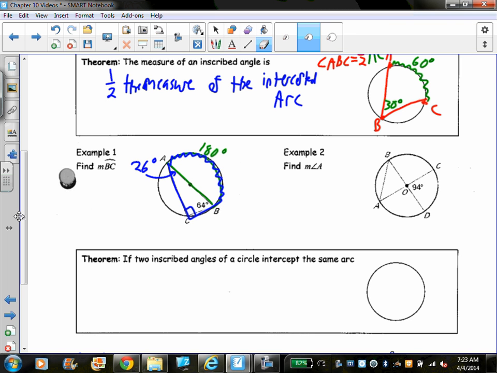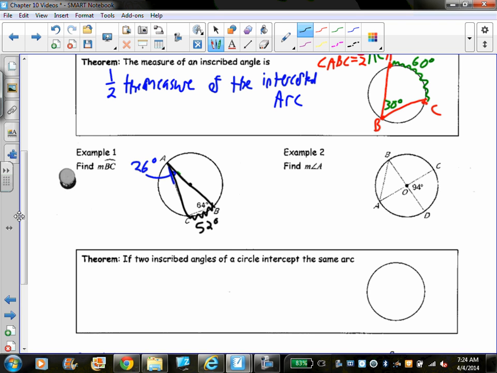So, now that we know that that's 26, I'm going to clean the picture up a little bit. We know that angle A up there is 26 degrees, but notice that it is an inscribed angle. And here is the intercepted arc, the one that we're looking for. And we know that the angle is half of the size of the arc. So we take 26, multiply it by 2, and we get that this arc is 52 degrees, and that's the measure of BC.